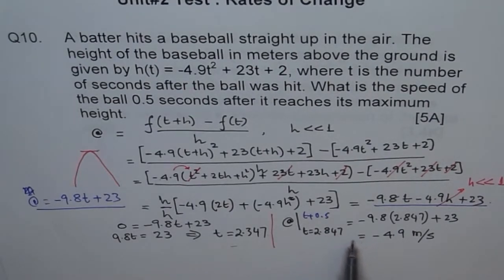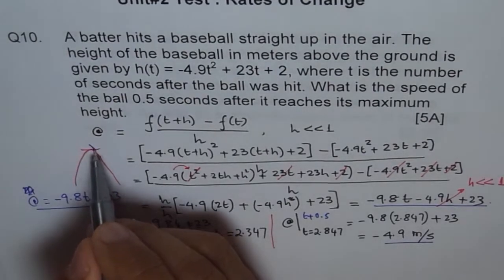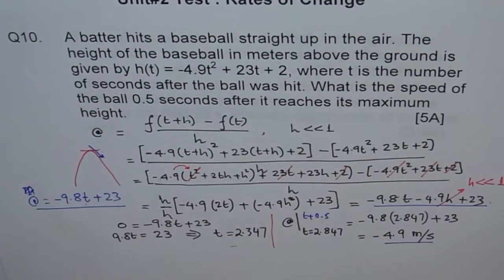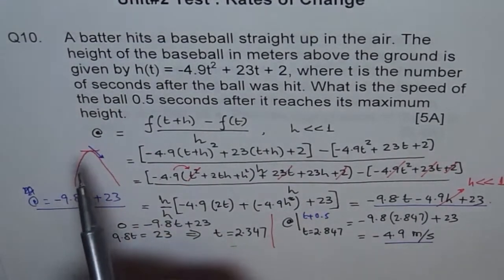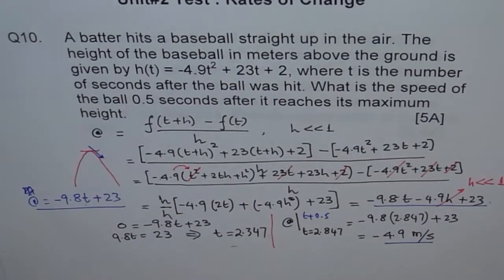And the rate of change at this time was calculated by plugging the value 2.847 into our derived equation, right? And so we got speed as minus 4.9 meters per second. So immediately after, we see that the ball is going downwards, right? So of course it is a maximum. That means it went up first and then reached the maximum. So wherever at the turning point, if the instantaneous rate of change is positive and changes to negative, then we have a maximum, correct? So there it is.